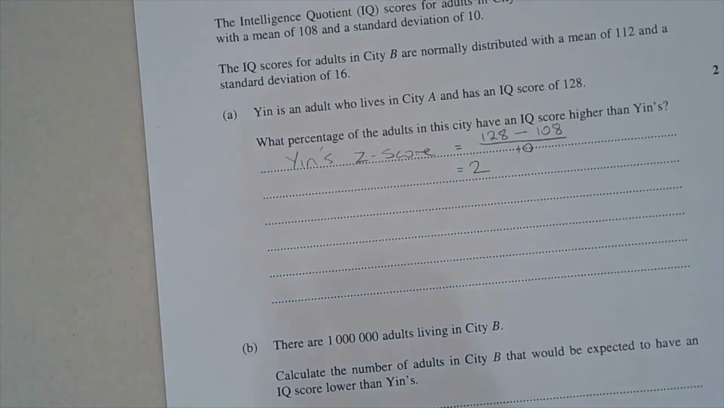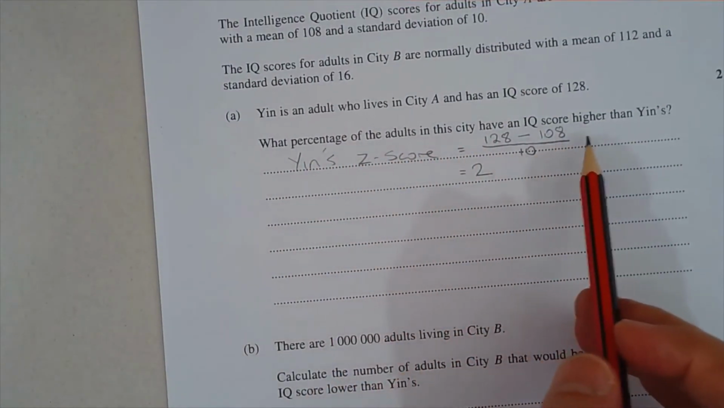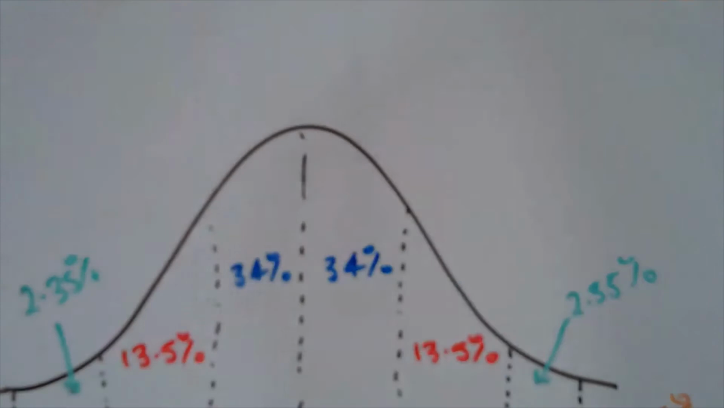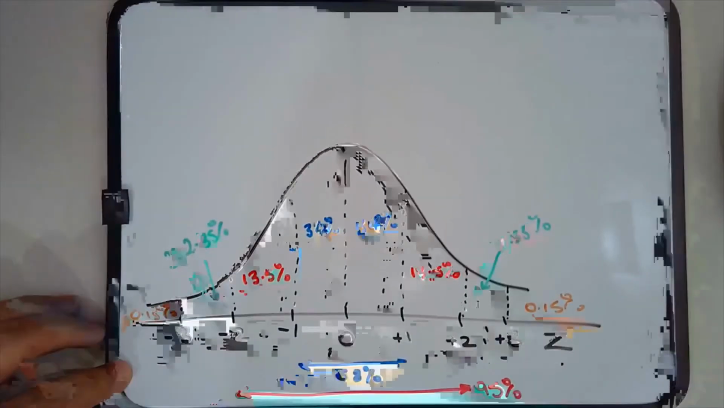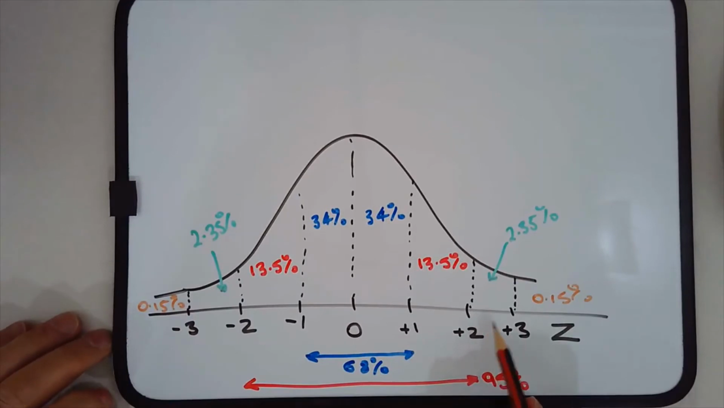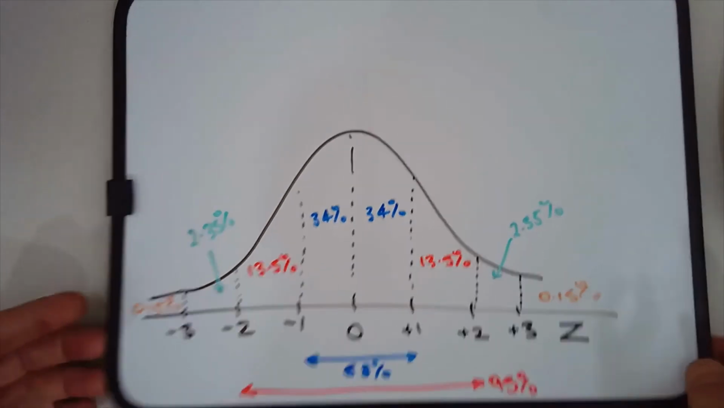Now, it's asking for what percentage of the adults in this city have an IQ score higher than Yin's. So let's go back to our bell curve, our normal distribution. We've got a Z-score of 2. So what percentage will that be? 2.35 plus 0.15, that's going to be 2.5%.